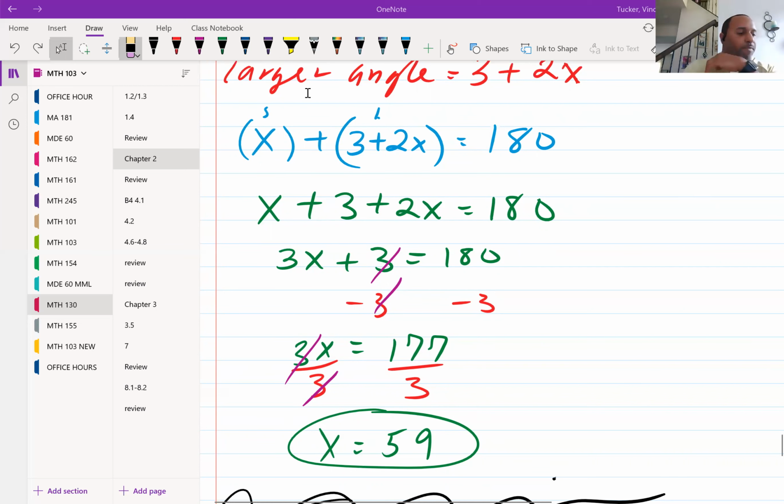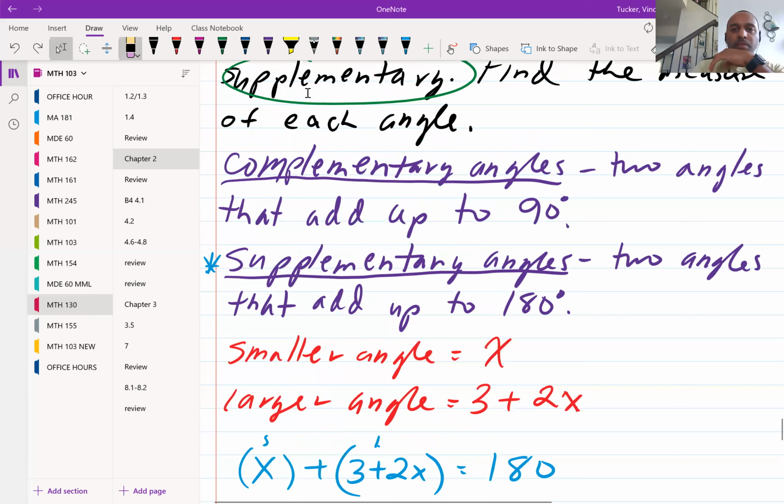All right, so we have x is equal to 59. Is everybody okay before we look to finish off this problem? All right, so just like before, this one asks for each.